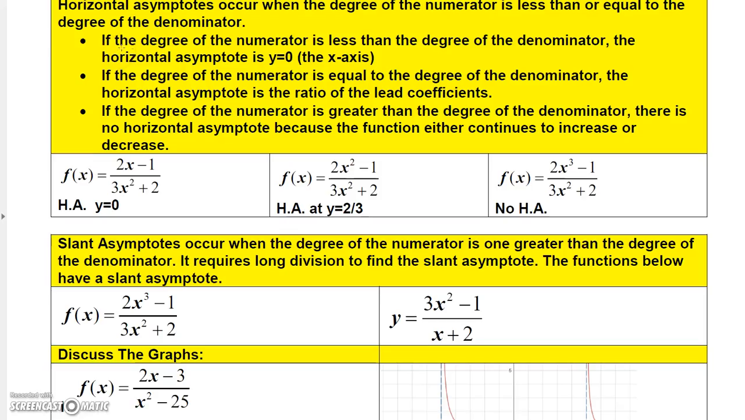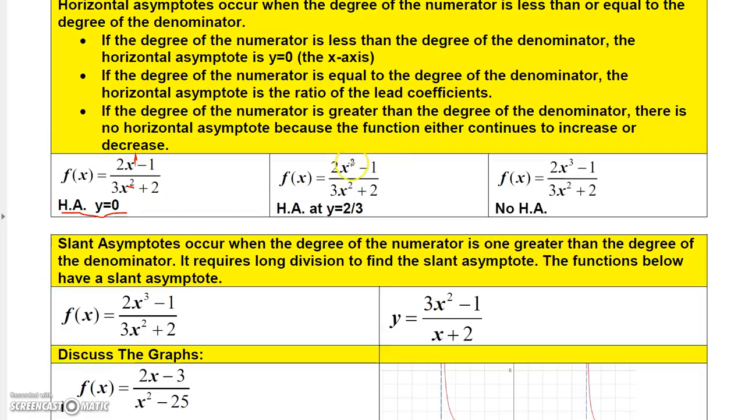To identify horizontal asymptotes, what you have to do is look at the degree of the numerator. And I'll let you read this as I explain it. When you have a function, remember this has a degree 1 and this has a degree 2. So if the degree of the numerator is 1 less than the degree of the denominator, then your horizontal asymptote will be the line y equals 0, which is the x-axis.